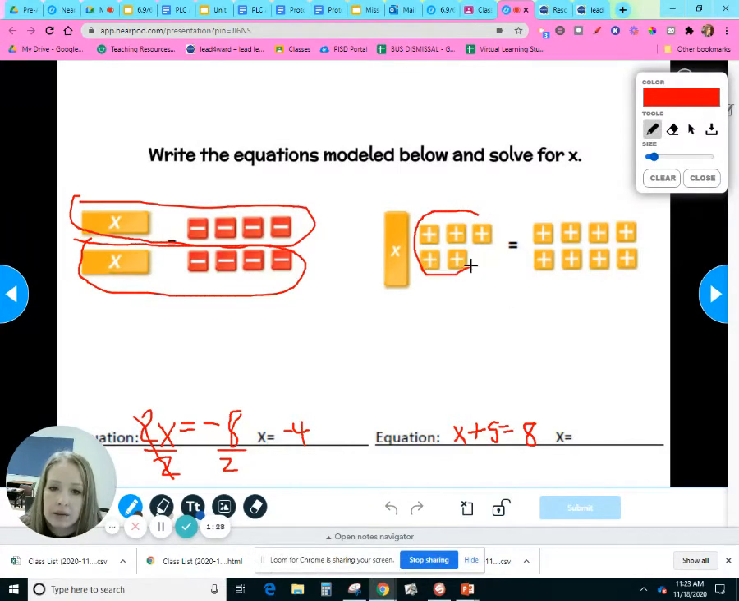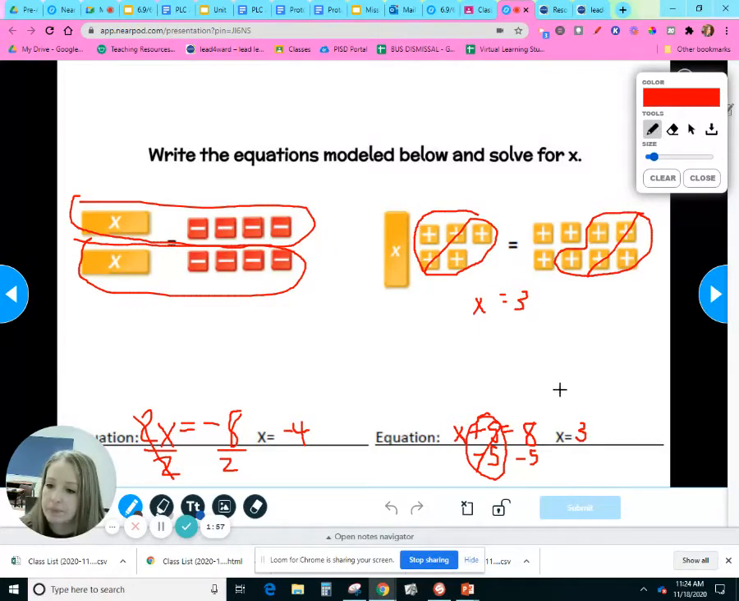You want to get x by itself, so you could get rid of these. If you do that to one side, you have to do the same thing on the other side. So if I were to get rid of 5 over here, we're left with x on this side and then 3 on that side. Again, you could also solve it just the regular way. You could take 5 away from both sides, because plus 5 and minus 5 equals 0. That cancels out, leaving just x, and 8 minus 5 is 3.